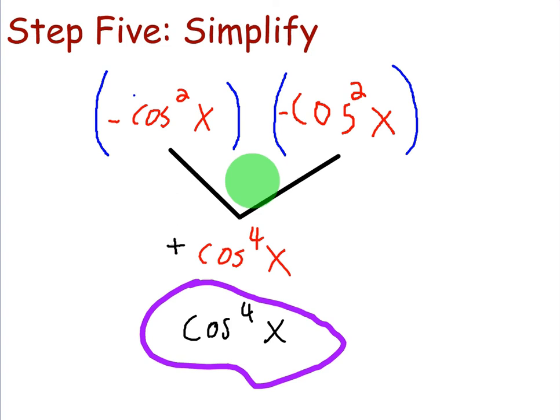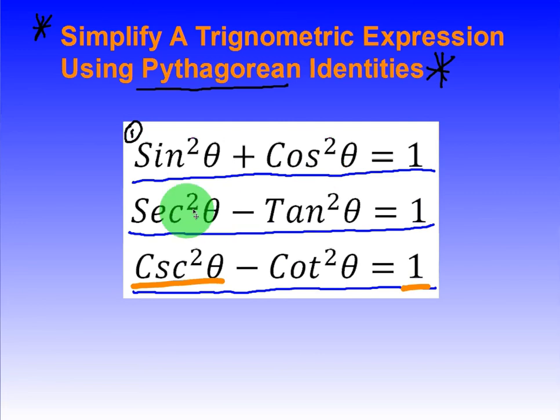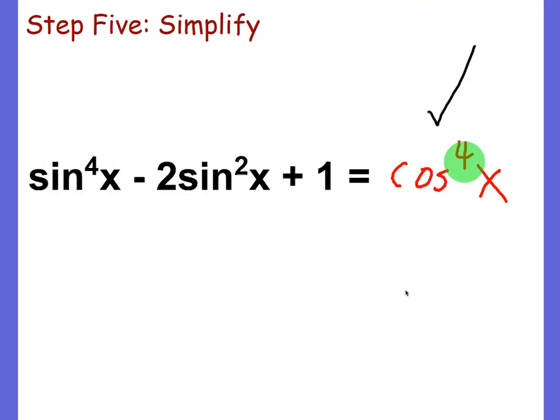And as always, I like to rewrite the question. The question was to simplify sine to the fourth x minus 2 sine squared of x plus 1. We followed our 5 steps correctly, and we've ended up with something much simpler, which is cosine to the fourth of x. That's it for this example of factoring trig expressions using Pythagorean identities. Don't forget your identities. They're very important. There's only 3 of them, and if you follow these steps, you will get the right answer every time. If you have any other questions about this example, let me know.